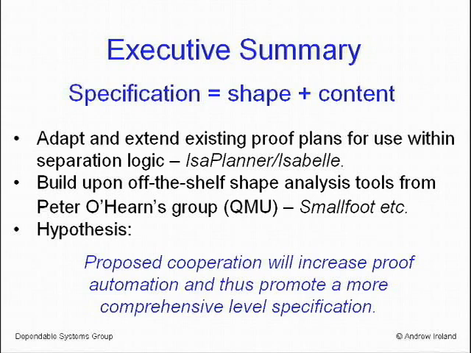And our hypothesis of the overall project is that the proposed cooperation will increase proof automation and thus promote a more comprehensive level of specification. So up until now, people have been focusing on shape properties. We believe that we can bring content into those and extend those shape properties to have more comprehensive specifications, and therefore more comprehensive guarantees.